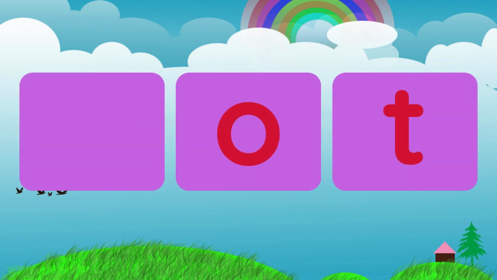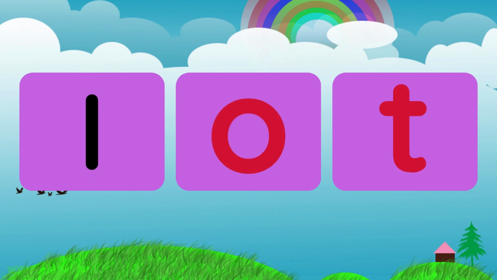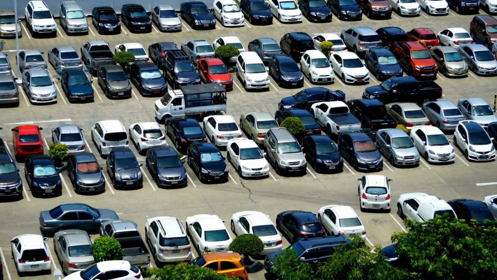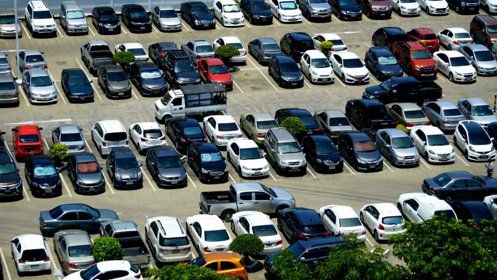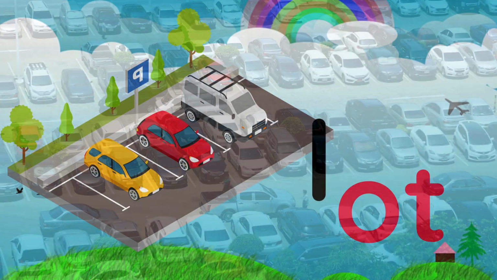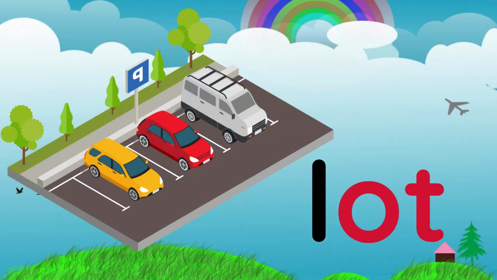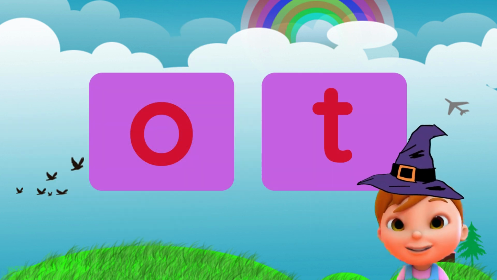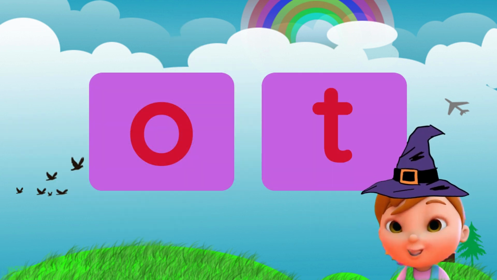Let's see which is the next "ot" word. L-O-T, lot. L-O-T is lot. There is a big parking lot at the mall. Can you see the parking lot? Repeat after me. L-O-T, lot. The letter O and the letter T, when they come together, sound like "ot".